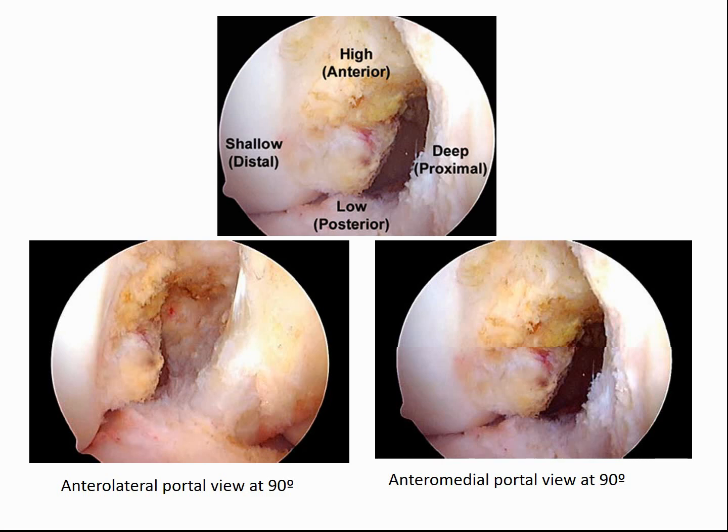This slide shows that when viewing from the anterolateral portal at 90 degrees of knee flexion, the surgeon gets a tangential view of the ACL femoral attachment site, which compromises spatial orientation in the shallow-deep direction. Viewing from an anteromedial portal gives the surgeon a face-on view with accurate orientation in both the high-low and shallow-deep directions. Hence, for viewing the ACL femoral stump, the anteromedial portal is preferred over the anterolateral portal.